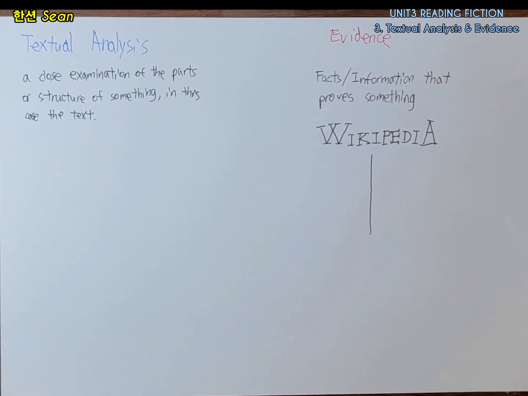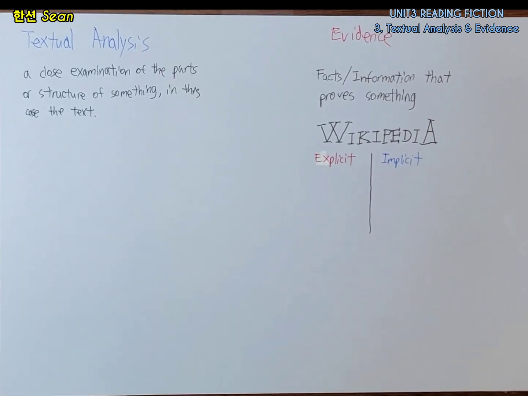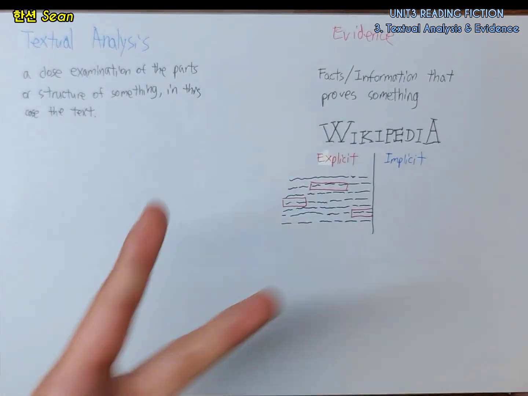Now let's go ahead and start talking about the 2 parts of evidence. There are actually 2 kinds of evidence. Implicit and explicit. Yeah, so let's start with explicit. So, explicit evidence is proof. As I was saying, it's proof that's plainly stated in the text. It comes right out and says it.